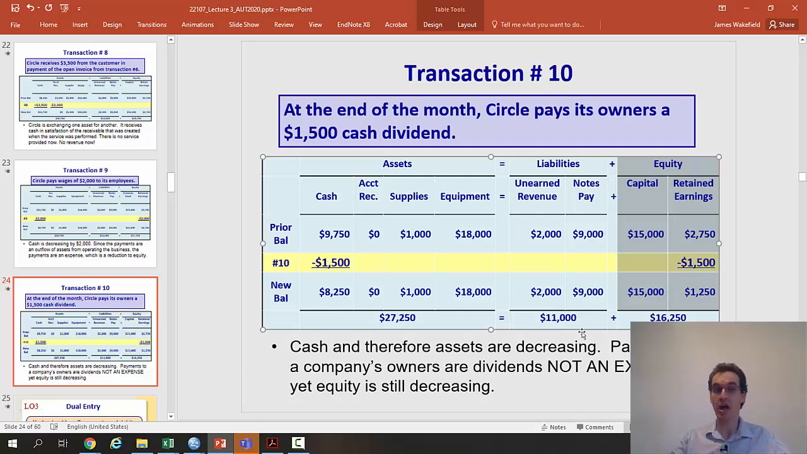Okay, so that's the 10 transactions I want to show you for today. In the next learning objective, we're going to have a look at how those transactions actually enter our accounting information system.